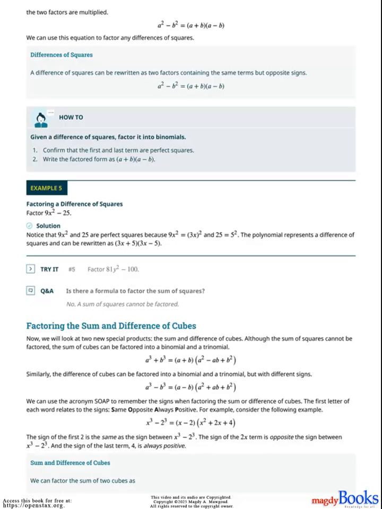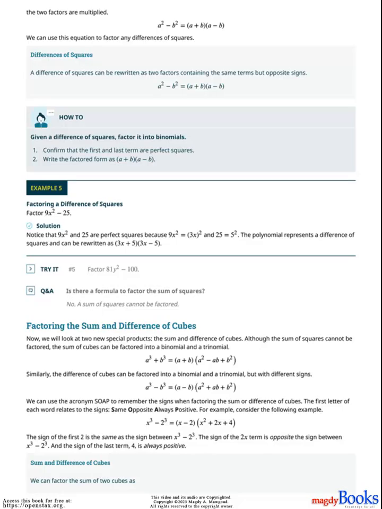1.5.6. Factoring the sum and difference of cubes. Now, we will look at two new special products, the sum and difference of cubes. Although the sum of squares cannot be factored, the sum of cubes can be factored into a binomial and a trinomial. a cubed plus b cubed equals (a plus b) multiplied by (a squared minus ab plus b squared).